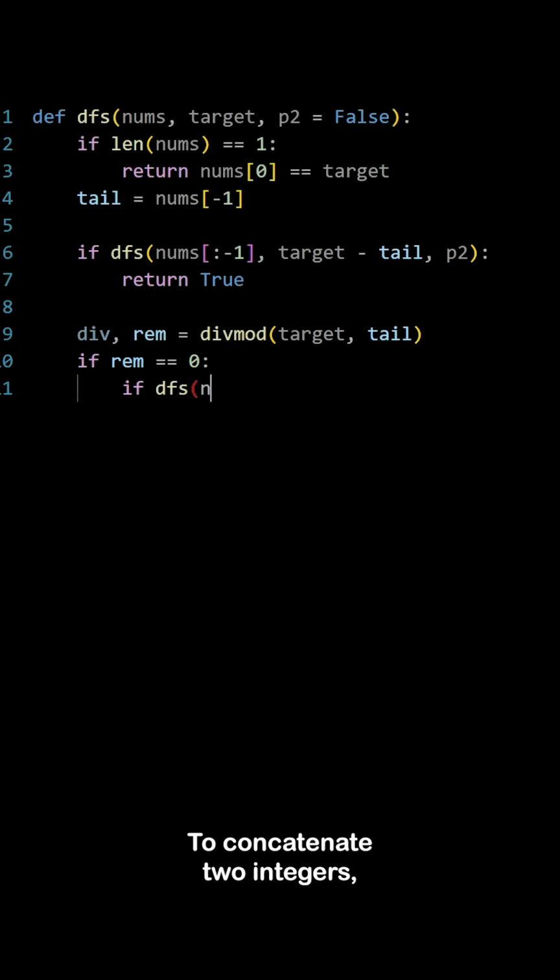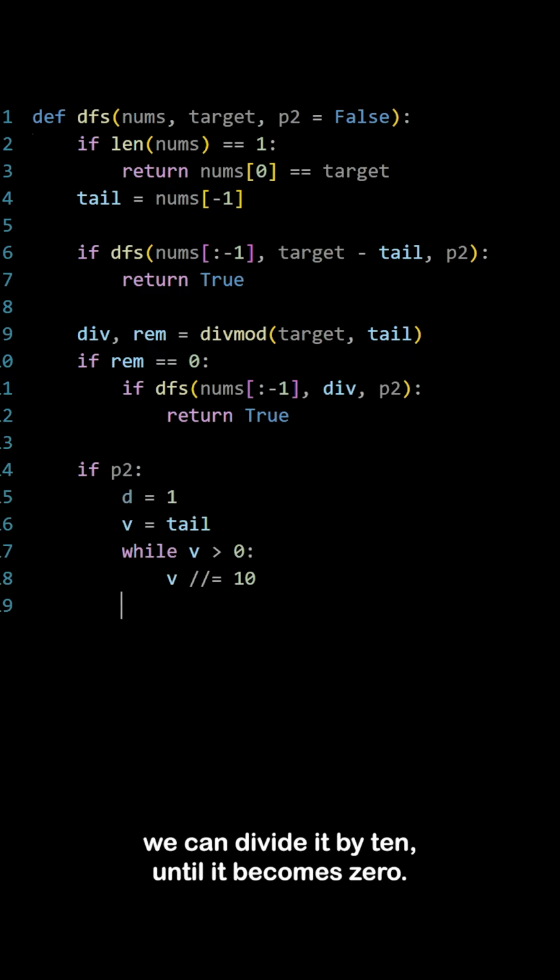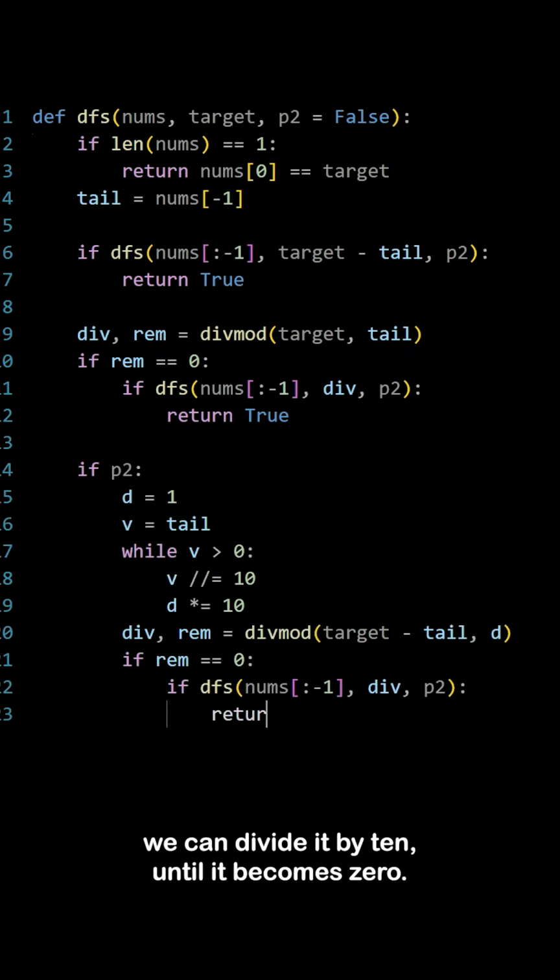To concatenate 2 integers, we need to figure out how many digits the second one has. We can do that by counting how many times we can divide it by 10 until it becomes 0. The final solution runs in under 1/10 of a second for both parts.